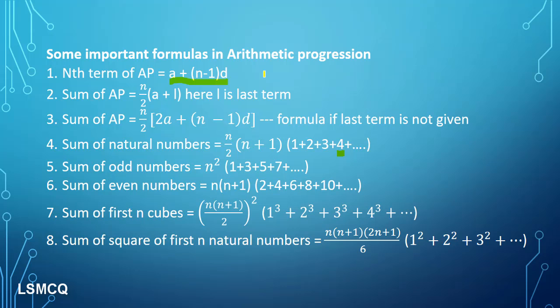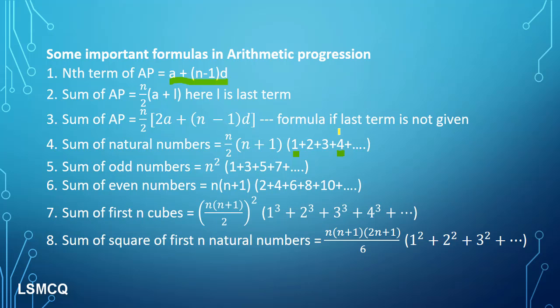The second formula is the sum of AP. So if you want to find the sum of AP, how much is 1 plus 2 plus 3 plus 4? If you want to find the sum of numbers which are in arithmetic progression, you use this formula. And let's discuss the terms here. The n, as in the first one, is the number of terms. How many terms do you want to calculate the sum up to? So let's take this example again. If you want to calculate the sum of the first 4 terms, then n is 4. So n by 2 is 4 by 2. And a always signifies the first term, which is 1.